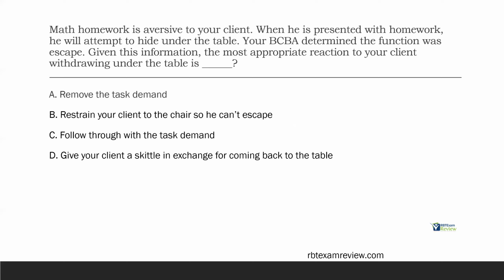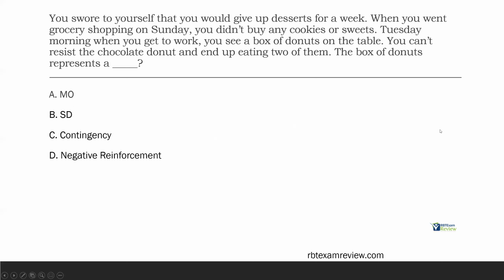And then finally, D, give your client a skill in exchange for coming back to the table. No, this is bribery. If your client is in the middle of a behavior, a maladaptive behavior or behavior cluster, we should never bribe them to come out of it and return to work. So the answer is C. Follow through with the task demand.